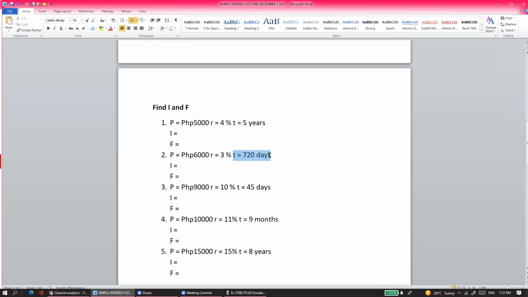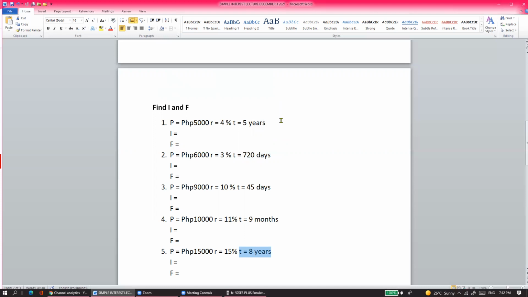Kumbaga yung 720 natin dito naka-express sa days. So di ba sabi last time, kailangan i-convert mo yung araw sa taon. So same with problem number 3, given din yung time, 45 days. So we have to convert the number of days into years. Same with problem number 4, nasa months naman, kailangan din natin i-convert yung time niya into years since ang given time dito is 9 months. And then afterwards, same with problem number 5. 8 years siya yung time natin. Naka-express na kagad into years, so wala na tayong magiging problem.